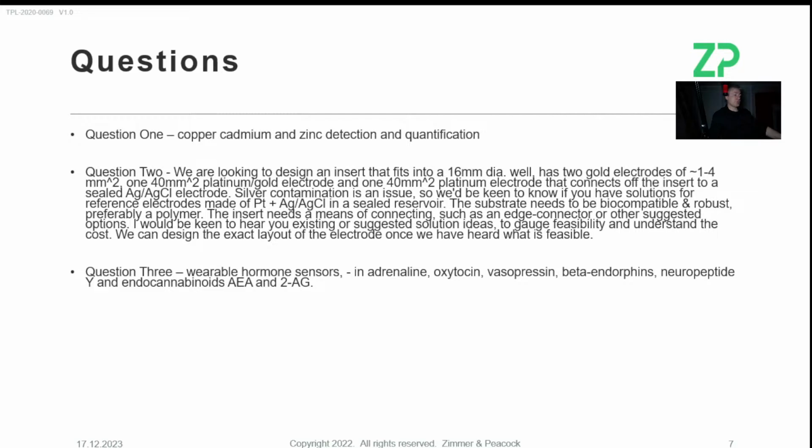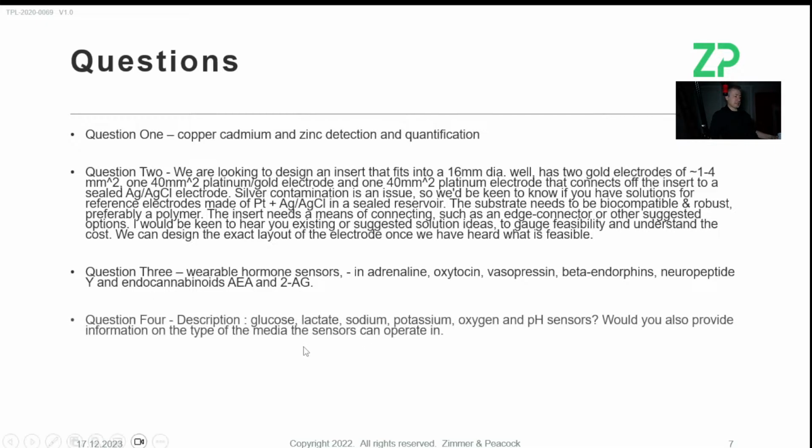Question number 3 is an interesting one. This one's really for measuring. They came in asking about measuring cortisol. I think the question is really, can you measure cortisol continuously in a wearable sensor? I'll answer that. We have done a lot of cortisol work. We've also looked at things like testosterone in saliva as well. I haven't brought that up in the slides today, but that's something we have done.